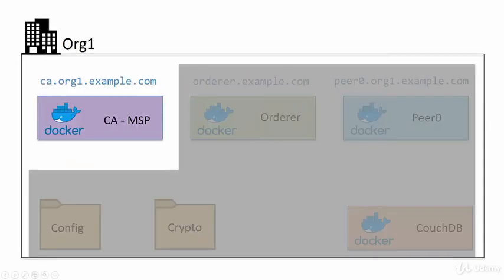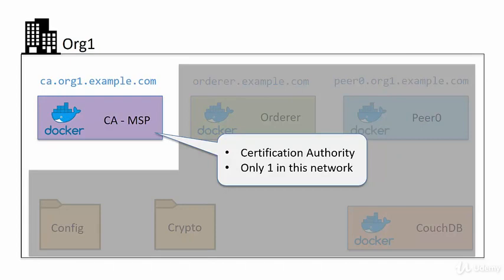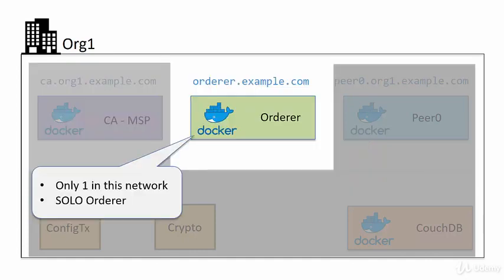In this setup, there is one container that represents the certification authority infrastructure. In a typical scenario where there are multiple organizations that are part of the business network, there can be multiple certification authorities. There is one instance of the orderer, and this orderer is of type solo, which is fit for development only. In production, you will never use the solo orderer.